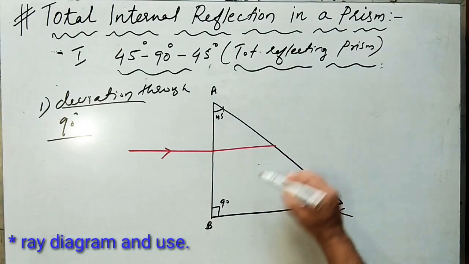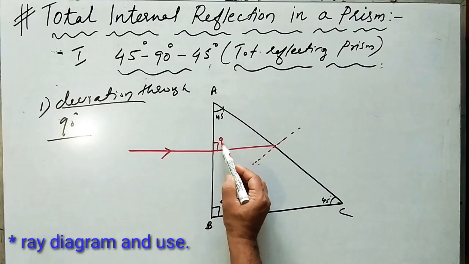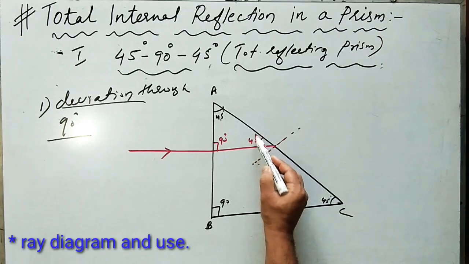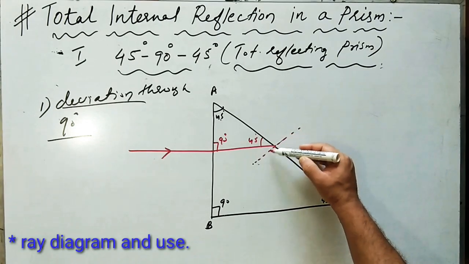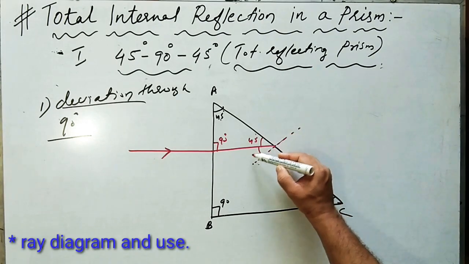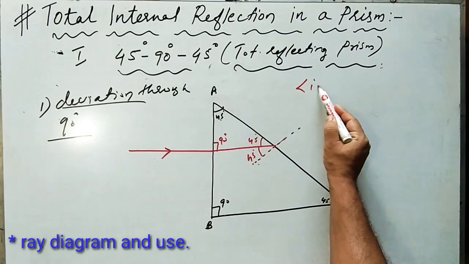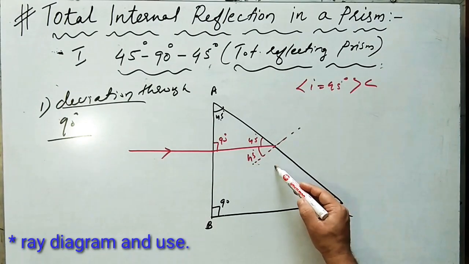Draw a normal at the point of incidence. We don't know the angle of incidence here. How much is it? Just apply the basic knowledge of geometry. This angle is obviously 90 degrees, this is 45, so this angle must be 45, because the sum of the angles in a triangle is 180 degrees. So if it is 45, then for the normal, this angle of incidence also will be 45. So the angle of incidence is 45, which is greater than the critical angle for the glass air interface.